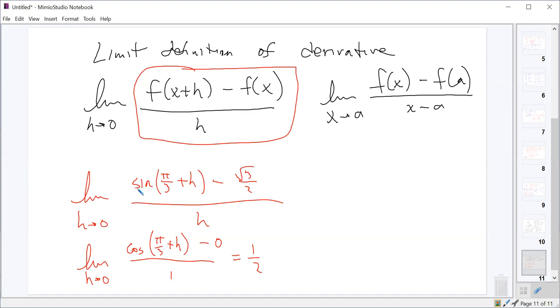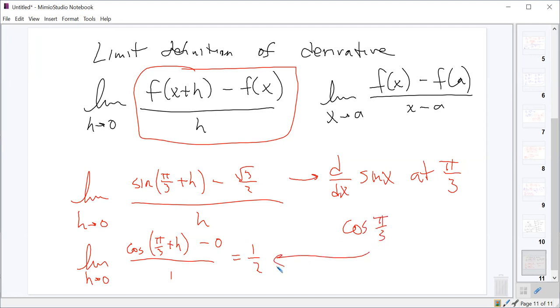So we've got sine of pi over 3, that's my x value, plus h, minus sine of pi over 3, which is root 3 over 2, all over h. So we could recognize that this is just the derivative of sine x at pi over 3. And the derivative of sine x is cosine x. And so that'd be the cosine of pi over 3, which is a half. So either way you do it is fine.